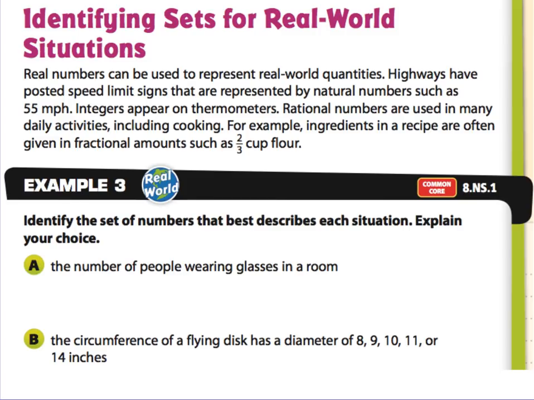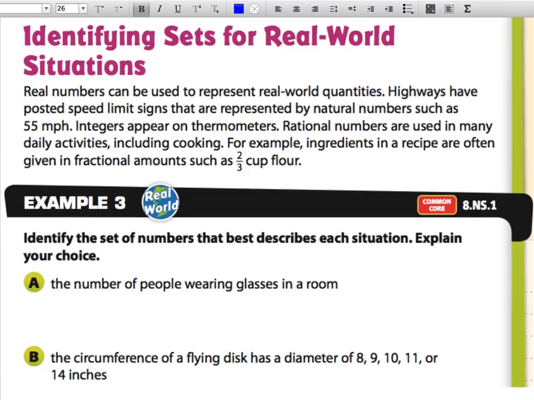So what we're doing is we're saying, okay, if I'm looking at this, let's look at A. The number of people wearing glasses in the room. Is that going to be a set of whole numbers, integers, rational, irrational? We're looking for the best example. Well, can we have half of a person that is wearing glasses? The answer to that would be no.